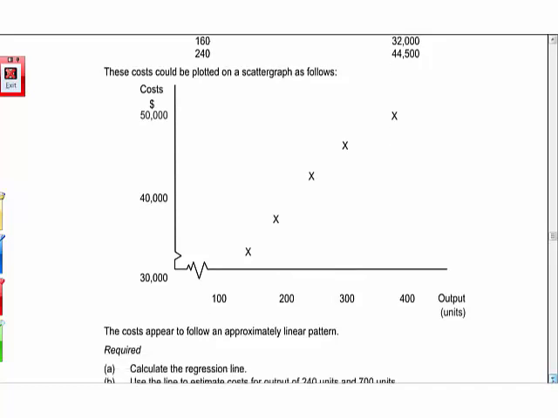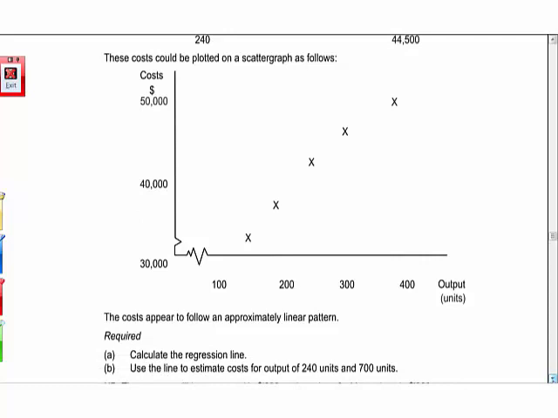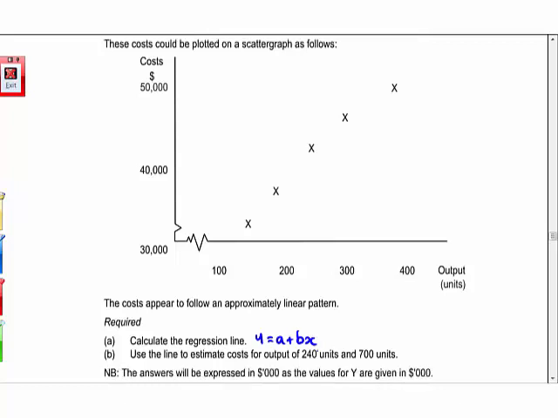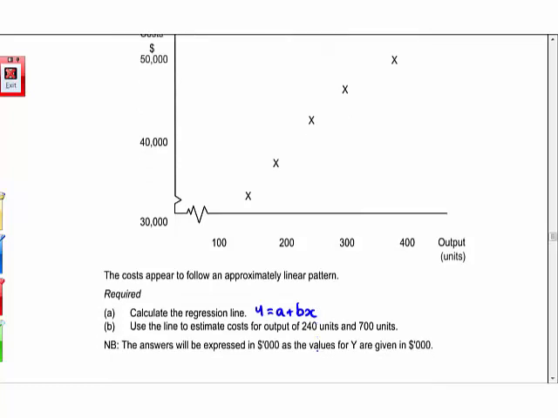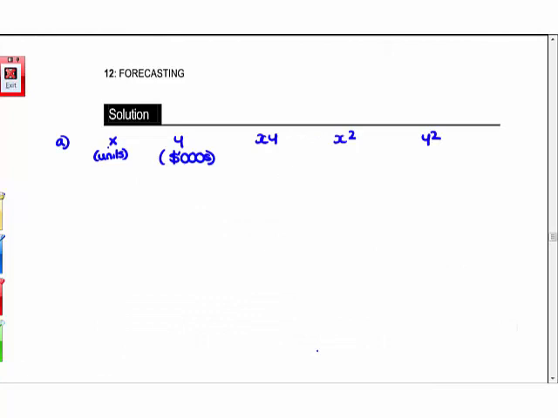So what we need to do is calculate the regression line. So calculate y equals a plus bx, and then we're going to use that line in part B to estimate how much it should cost for 240 units and 700 units. So there's a practical application. In order to answer this then, we need to set up a table and we need to work out the values that are needed for the formula. So we need to set up the following table.